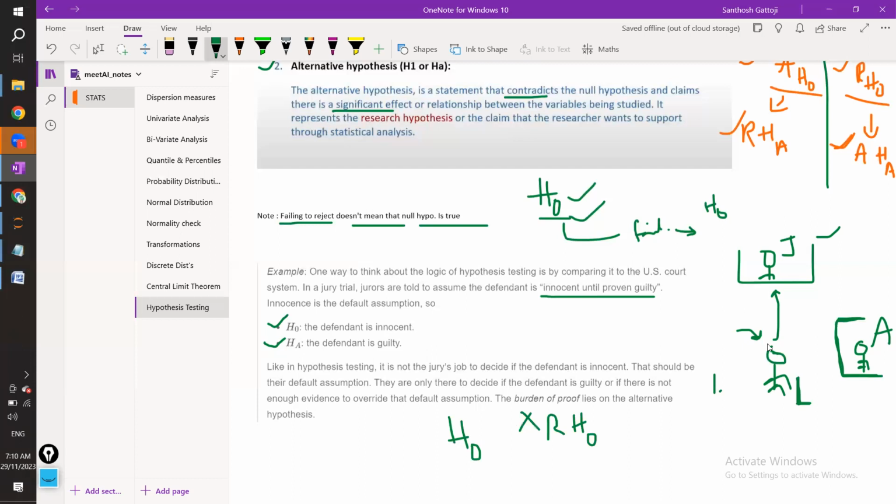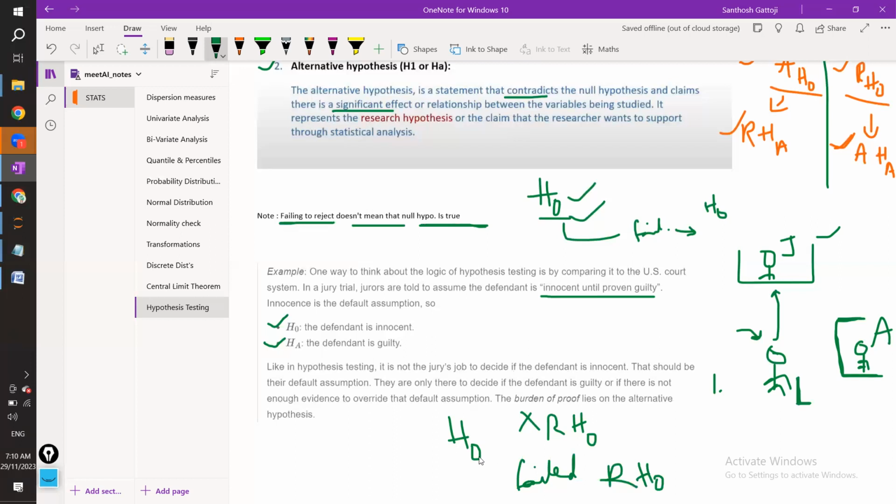But if I am not able to collect sufficient evidence, or whatever evidence I have submitted, the judge is not convinced, then I have failed to reject the null hypothesis. But that does not mean, and this is the point, that failing to reject the null hypothesis means the null hypothesis is true.